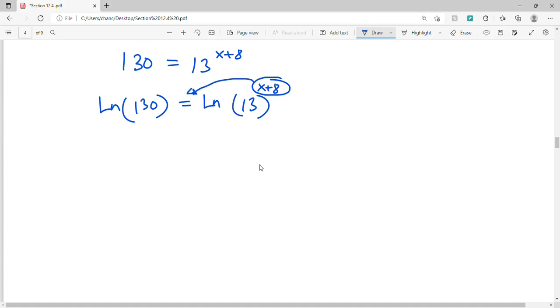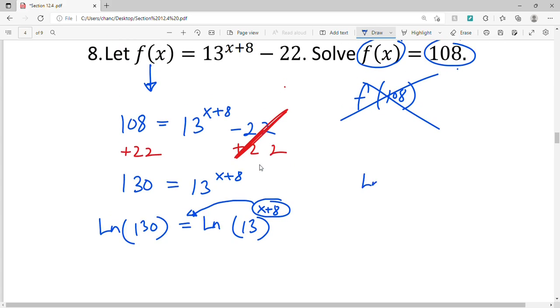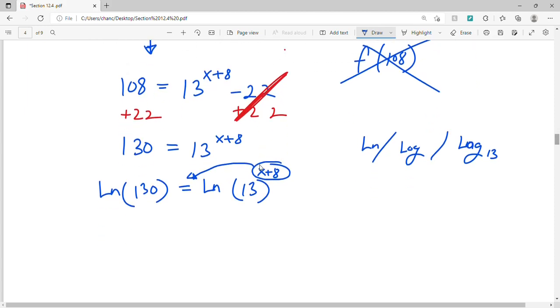Again, just like in the previous problem, I could use natural log of both sides. I could use log of both sides. Or in the textbook, you'll find they use the natural log, or actually log base 13 to both sides. And that just makes it a little bit easier because we have a base of 13. But then again, it doesn't matter what you use. I'm going to stick with natural log. We have the natural log of 130 is equal to x plus 8, bringing that exponent to the front, times the natural log of 13.